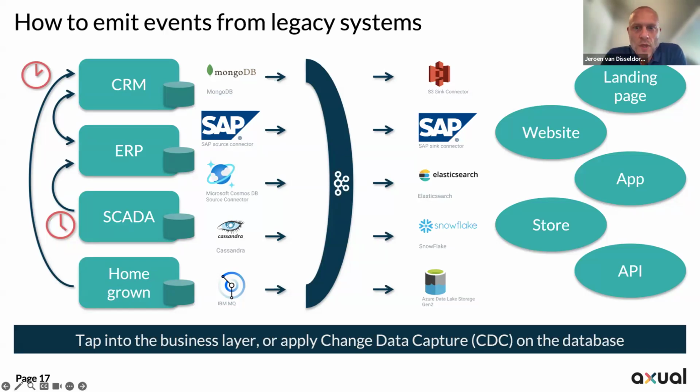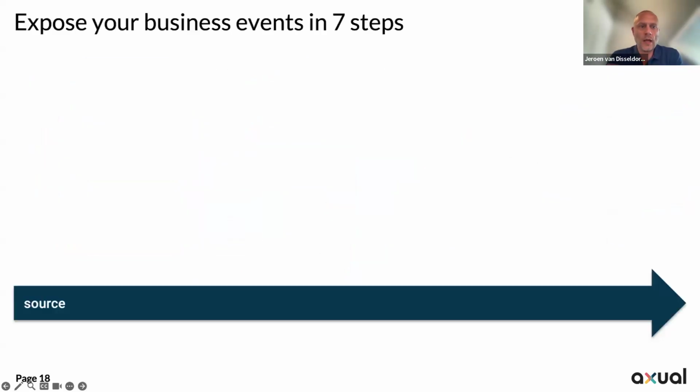Now, given these connectors, you can expose practically all kinds of business events in 7 steps. So let's look at these 7 steps and how you can export your data from legacy systems to any kind of target system. So let's start here on the left.